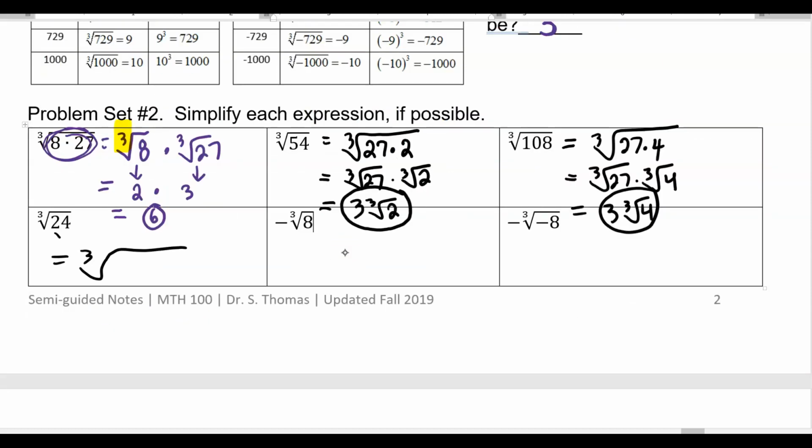Next, the cube root of 24. We have the cube root of 8 times 3. And again, the cube root of 8 equals 2. And then you have the cube root of 3.